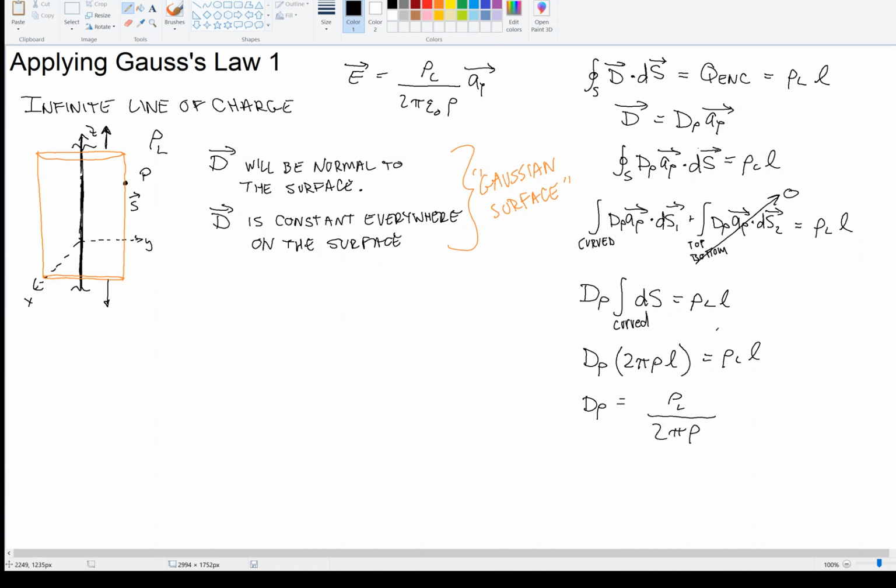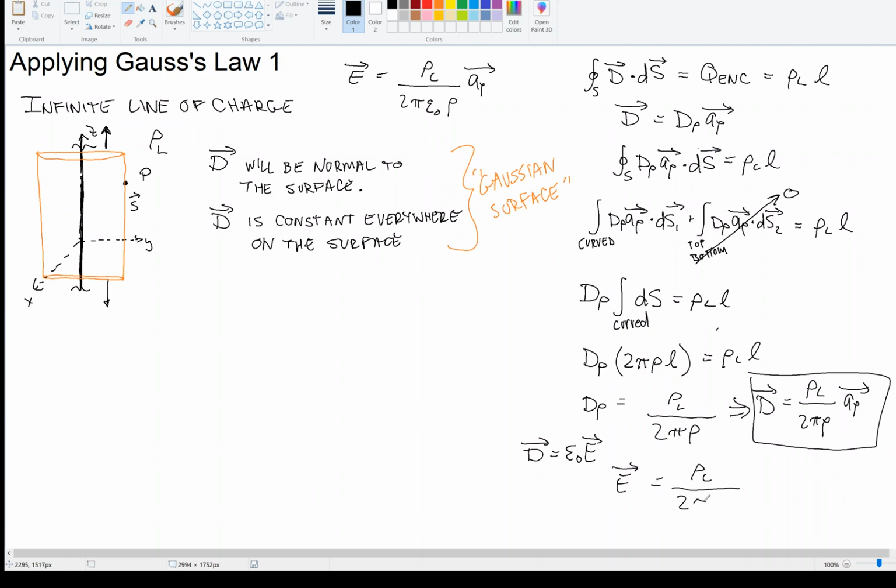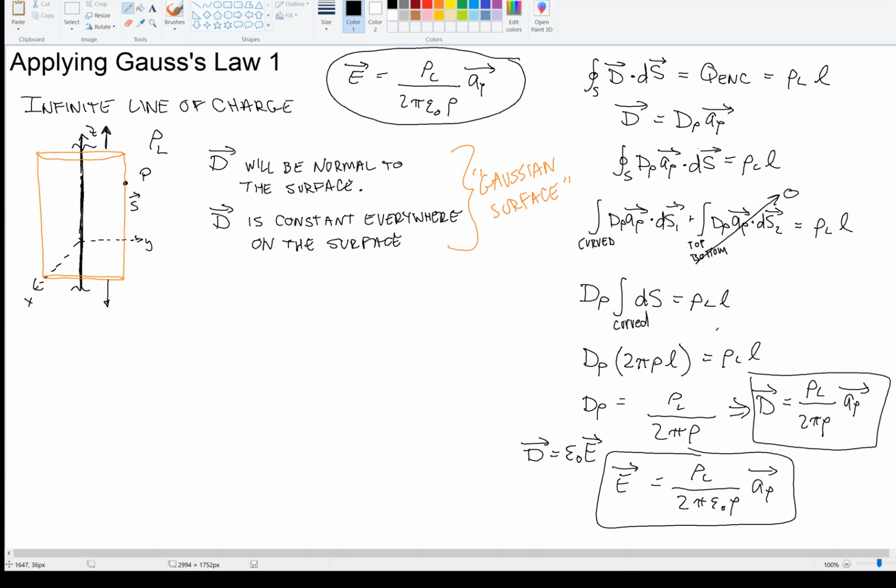As they should, because we're saying that this thing is infinitely long, so we don't even have a good number for L. And this would imply then that the electric flux density is rho L over 2 pi rho times a unit vector in the rho direction. And recall that D, we defined it as epsilon 0 times E. So that would make E, the electric field, which is usually what we want, rho L over 2 pi epsilon 0 rho in the rho direction. That's the electric field. And lo and behold, that matches what we did for Coulomb's law. Nice.